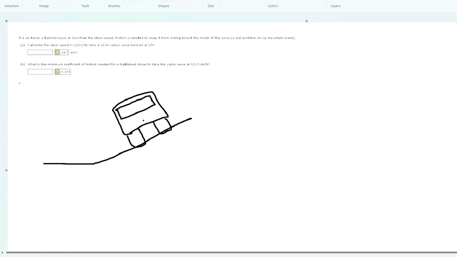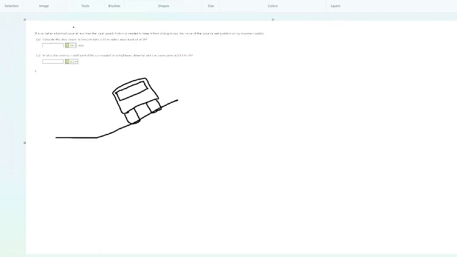what you're going to have is the same thing. You're going to have the horizontal component going this way, and if you're staying still, your car is going to slide that way. But what happens when you are driving around a banked curve?